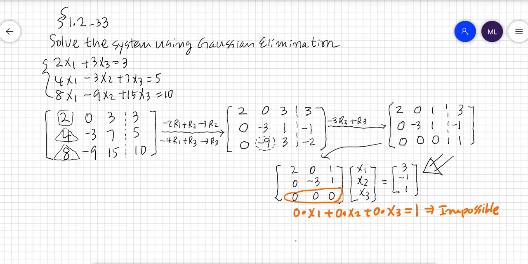So the entire system has no solution. You don't need to go any further. Okay, when you have all zeros and then it is equal to 1, okay, then it's no solution.